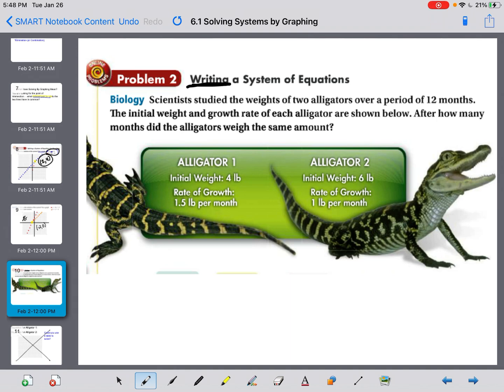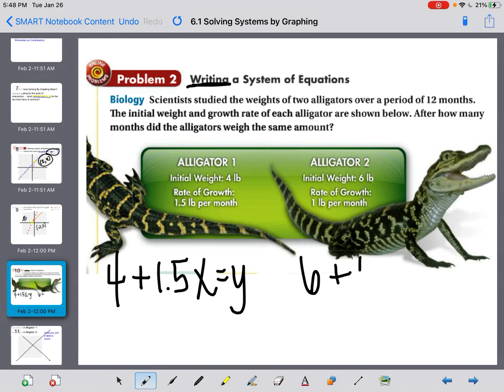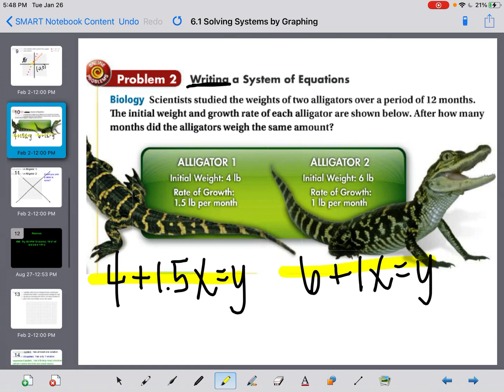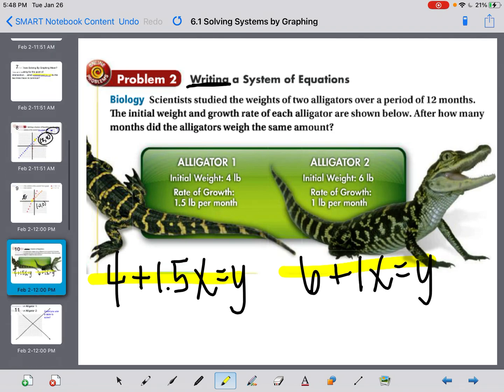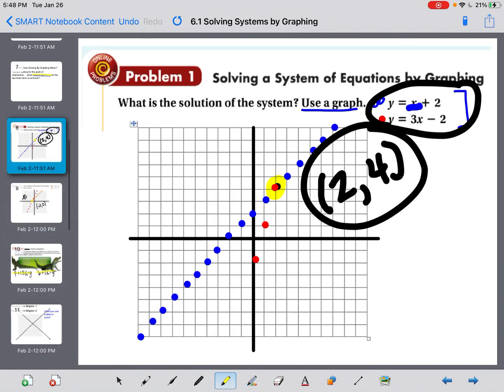This alligator started at 4 pounds. Then he's growing, so we're adding on 1.5 pounds per month. Okay, alligator number 2 started at 6 pounds and is growing at 1 pound per month. So this is our system, 2 linear equations. From that, you should be able to graph them and find out exactly when they're going to weigh the same, just like we did when we practiced back here.